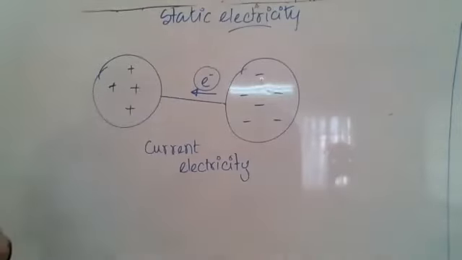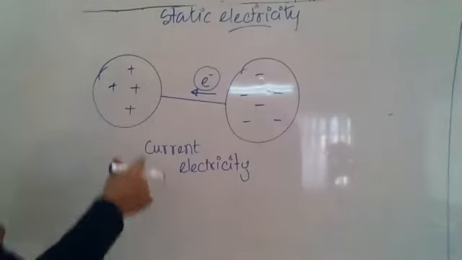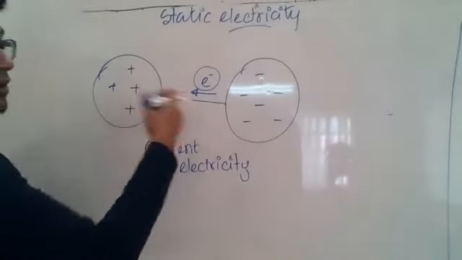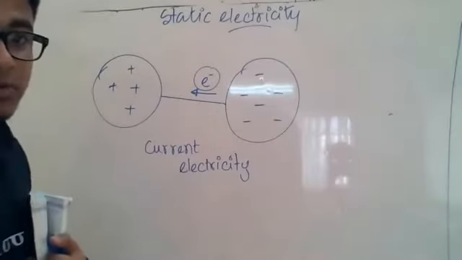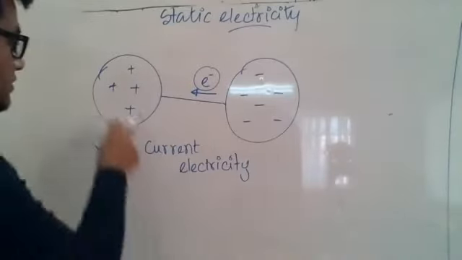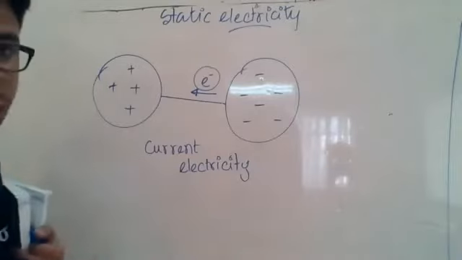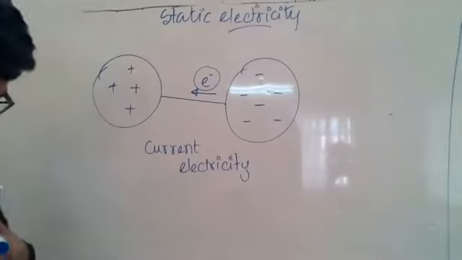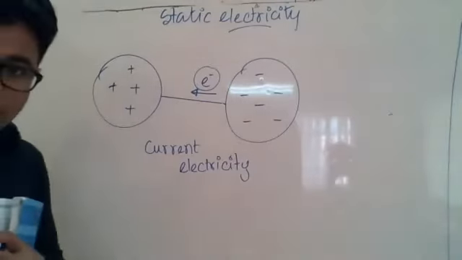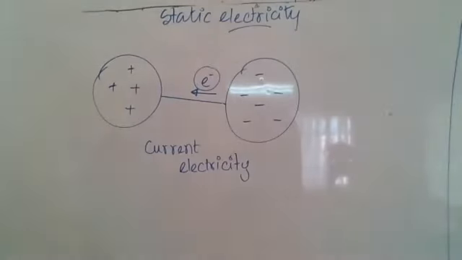The next chapter that we are going to study will be regarding current electricity, where we will see the electrons moving when there is some connection made between the two charged bodies. This is also a charged body, this is also a charged body. The difference is that this is negatively charged, this is positively charged. I think I could make it clear why this chapter is called static electricity, because there is no movement of electrons after the bodies are charged.